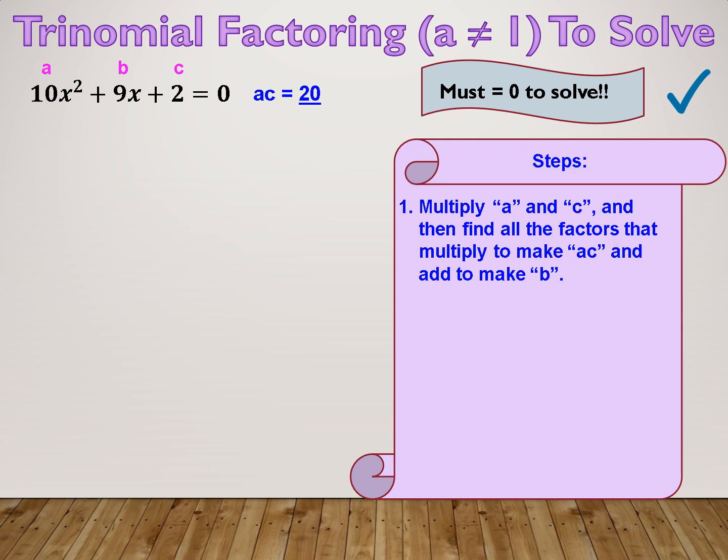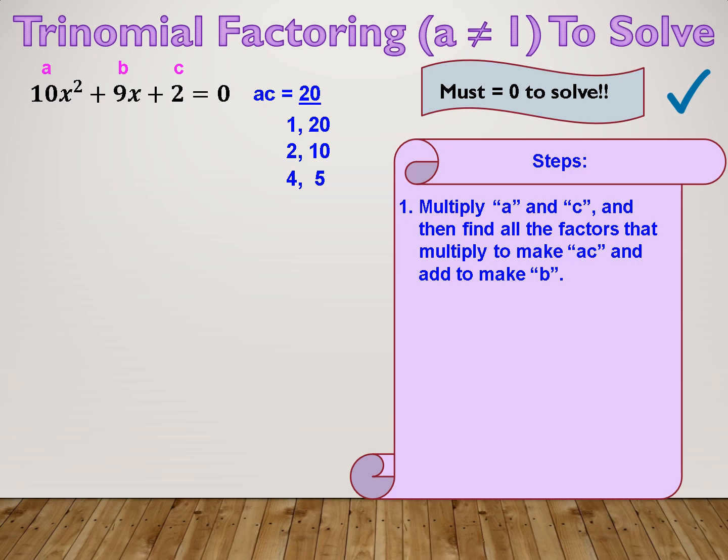Now, I am going to list all the factor pairs that multiply to make 20: 1 and 20, 2 and 10, 4 and 5. I'm not going to list the duplicate pairs this time because A times C is positive. If A times C is positive, then I look at the B term to determine the signs of both numbers in my pairing. In this case, since B is positive, both numbers in each pair are going to be positive. If AC was positive but B was negative, then both numbers in each pair would be negative.